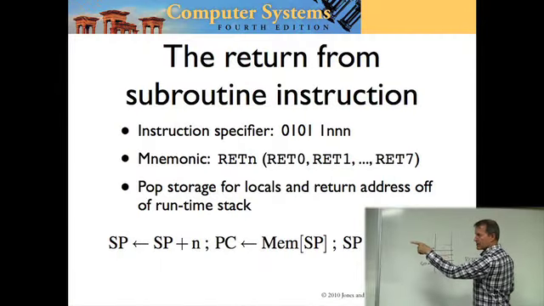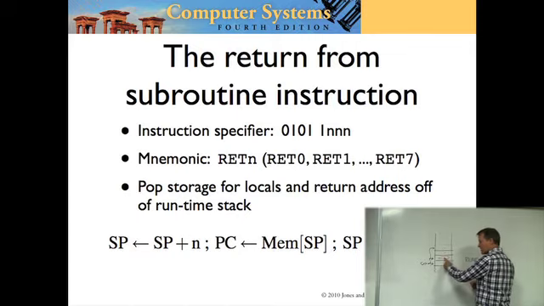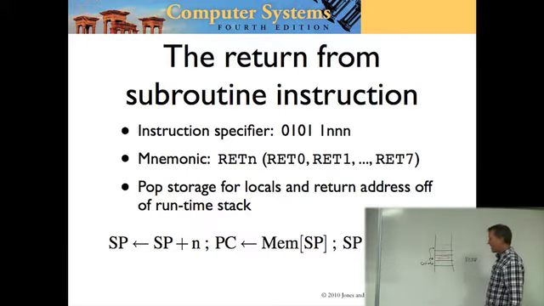What's the next thing after SP gets SP plus N? Then the program counter gets what? The memory at SP. So now if SP is pointing here, the program counter would get that, and then SP goes back, minus 2 more, so it's where it was. Does everybody see that sequence? Do you understand that sequence of events? Are we good with this? Okay?